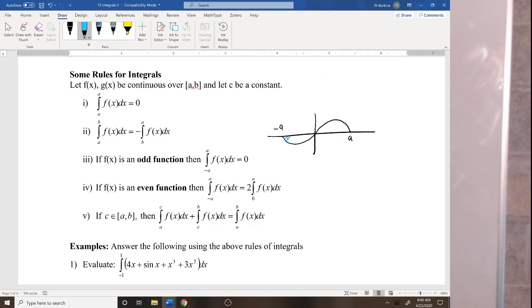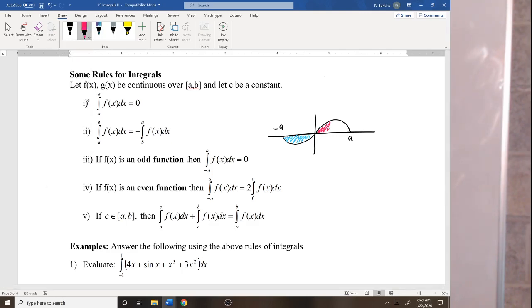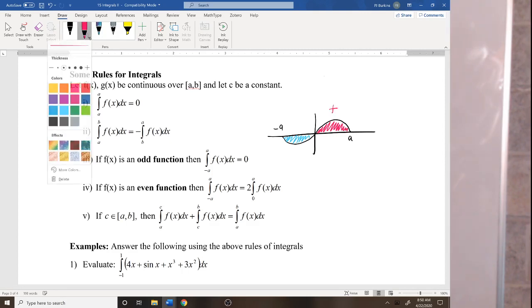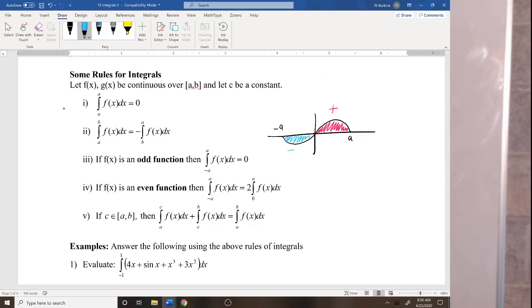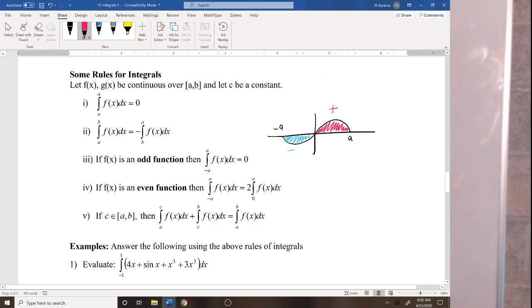So if I pick up this area, and then I go and pick up this area, remembering that this is positive area, and this is negative area, then I should get a total of 0 out of that, right? So that's why that rule works, right? If I go from minus a to a of some function, I get 0.